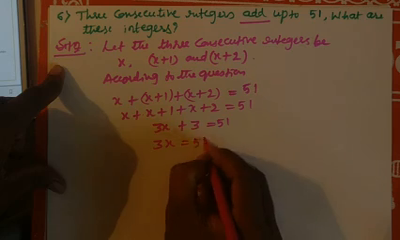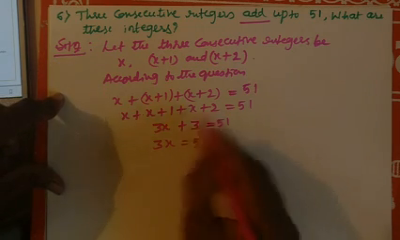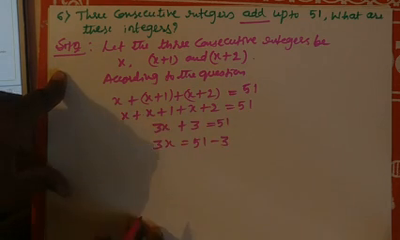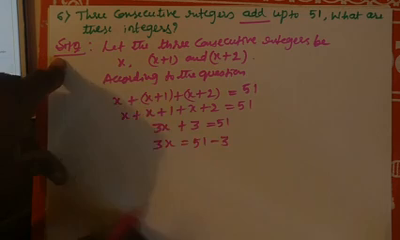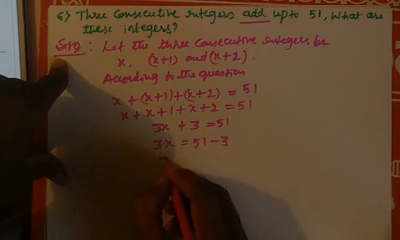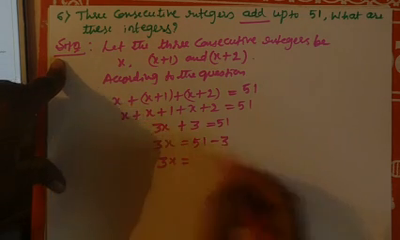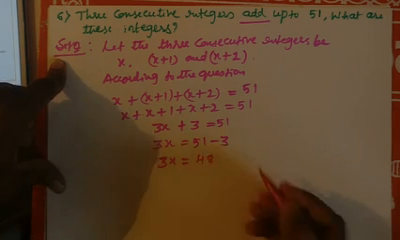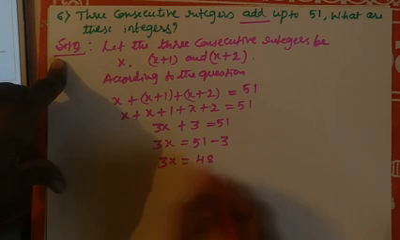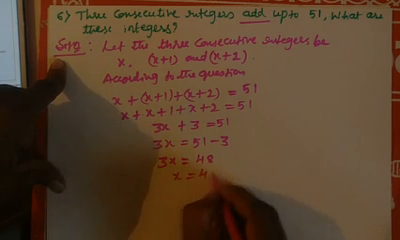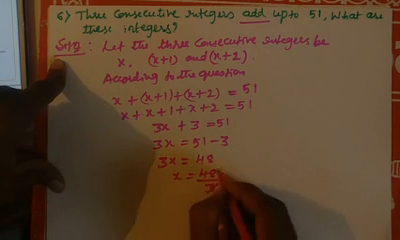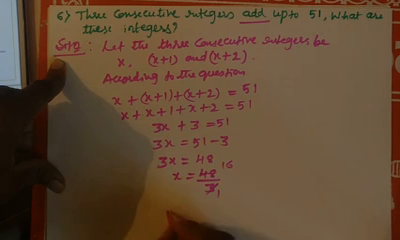3x is equal to 51, plus 3 is transported to RHS. It will be minus 3. 3x is equal to 51 minus 3, which is equal to 48. Correct now? 48, 49, 50, 51. X is equal to 48 divided by 3. 3 1s are 3, 3 6s are 18. Therefore, x is equal to 16.